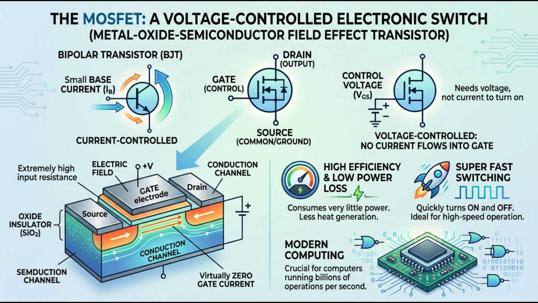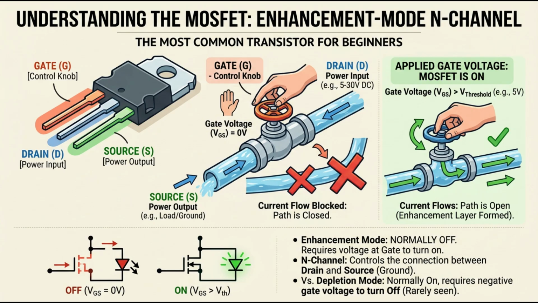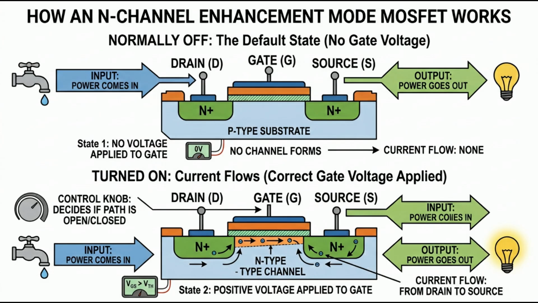They waste very little power and can switch on and off super fast, which is perfect for computers running billions of operations per second. A MOSFET has three main pins, called the gate, the drain, and the source. Think of the drain as the input, where power comes in, the source as the output, where it goes out, and the gate as the control knob that decides whether the path from drain to source is open or closed.